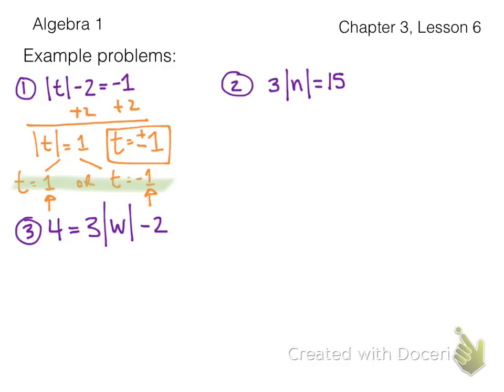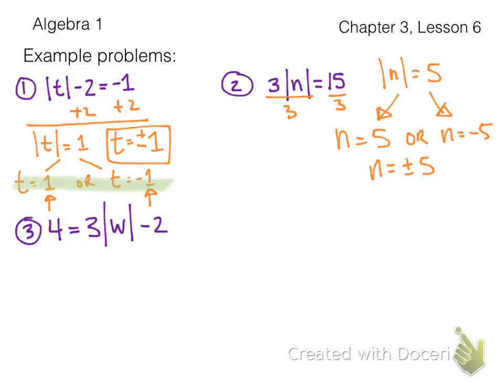So here's another example. How am I going to get n by itself? Well, I'm going to divide by 3. Divide by 3. The absolute value of n is equal to 5. Alright? Well, I'm going to do this twice. I'm going to do n is equal to 5, or n is equal to negative 5. Because, well, what's the absolute value of 5? 5. What's the absolute value of negative 5? 5. So n equals plus or minus 5. So again, there's two answers here, and in this case, one's positive and one's negative.